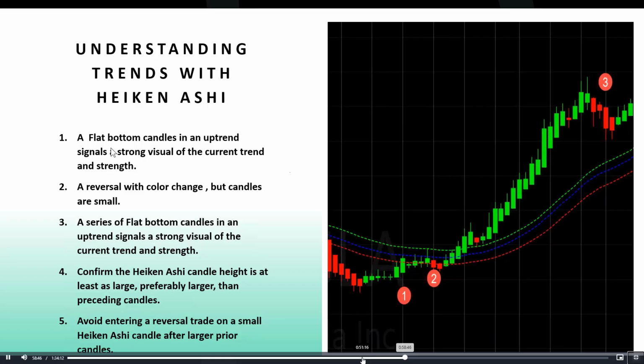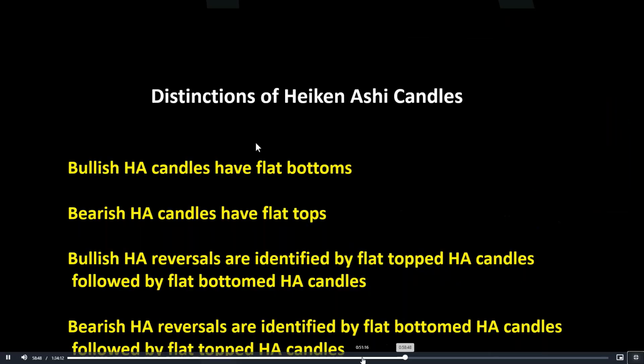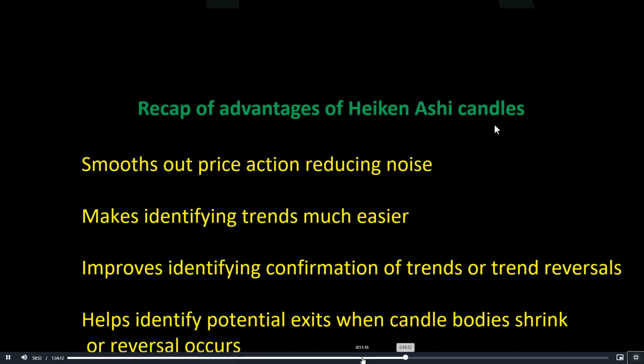Okay? All right, so there's Heikin-Ashi candles. Again, we went over this. We already did this one. The advantages of the Heikin-Ashi candles: it smooths out price action, reducing noise. Okay? Makes identifying trends much easier.